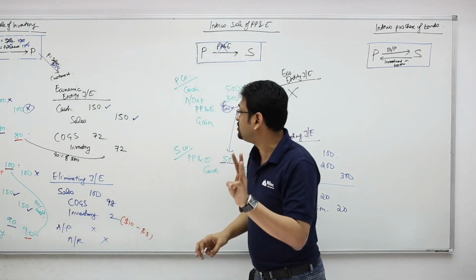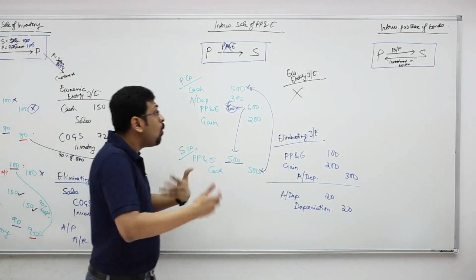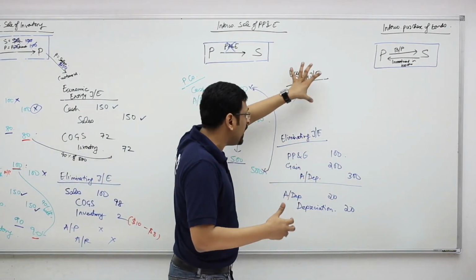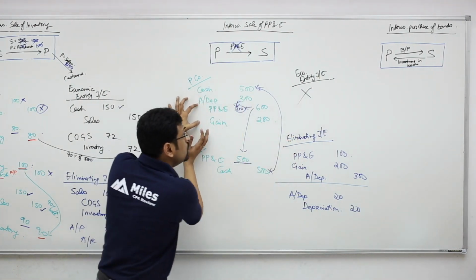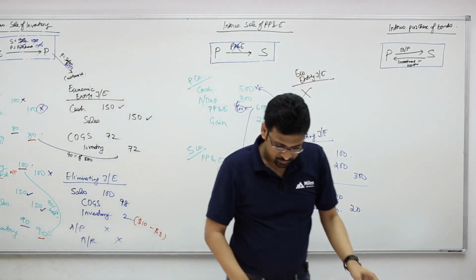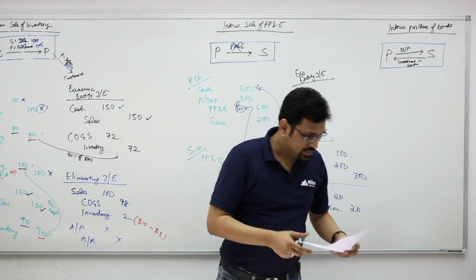We look at it in three ways, guys, 3 steps. Number one, we look at what happened on the parent's and the subsidiary's books. What should have happened had it been one economic entity, and what's the eliminating journal entry which will make us go from here to here. So first we're looking at this example here.